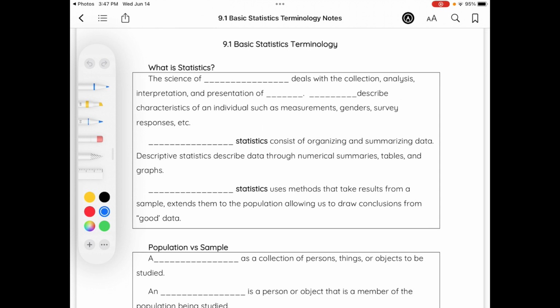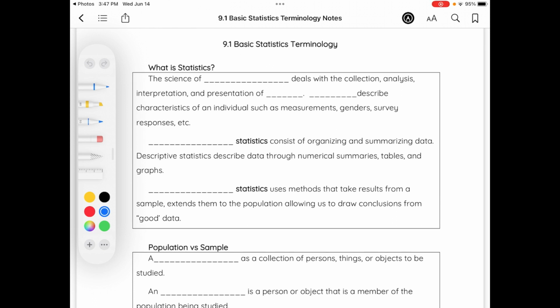In this unit, we're going to talk about basic statistics and the different ways in which we can interpret data utilizing statistics. This particular lesson is going to focus on really honing our terminology skills. So let's first start off by determining what statistics is.